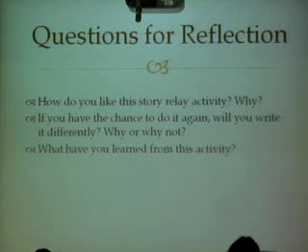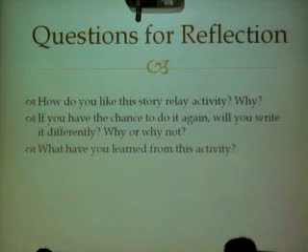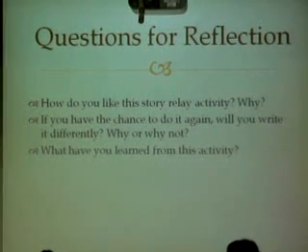So I also introduced them to the format of a paragraph. You have to indent, because many students do not know that they have to indent the first line of the paragraph. And I asked them in the second question, if you have a chance to do it again, will you write it differently? Why or why not? And then the last one is, what have you learned from the activity? And at first, I was thinking, well, don't just end it like that. Don't just have fun.